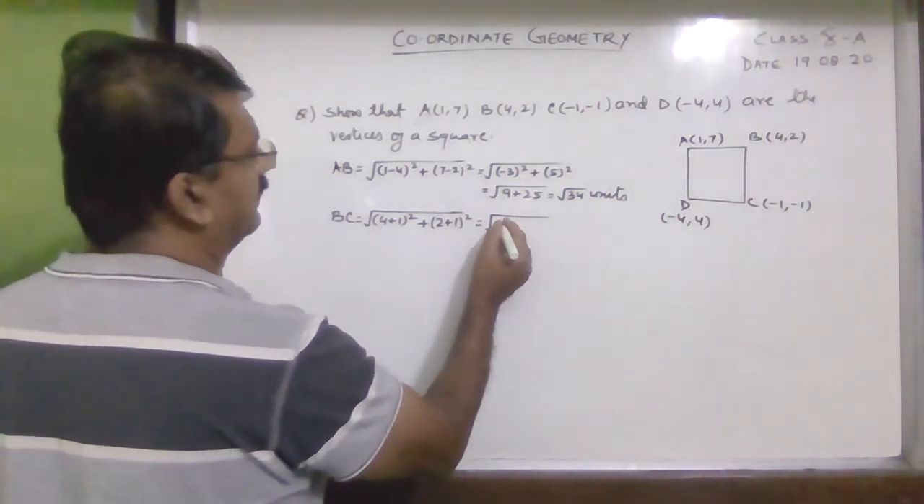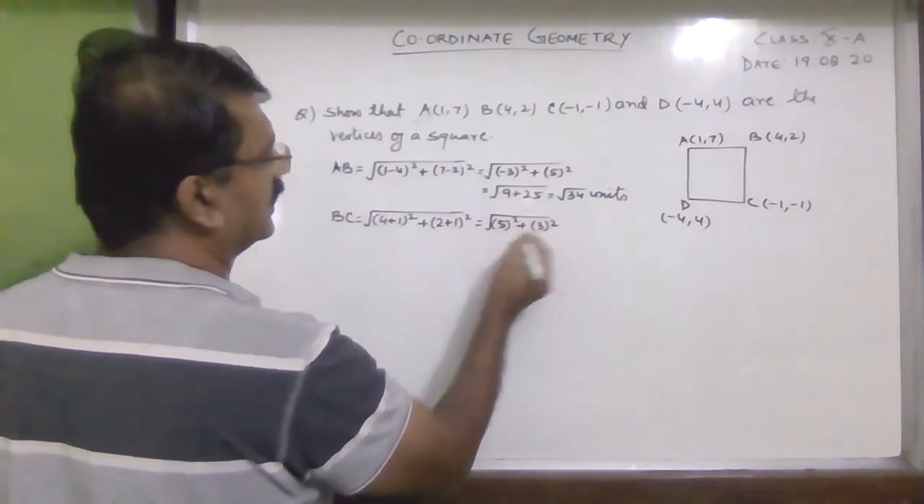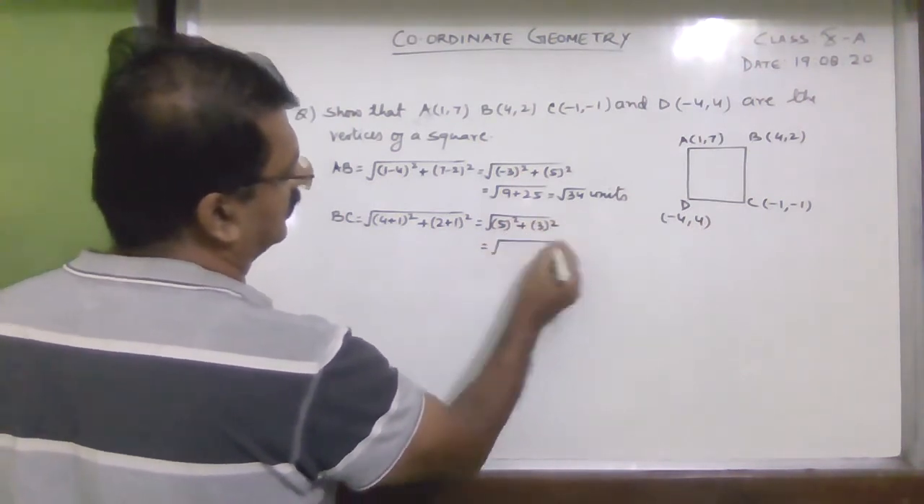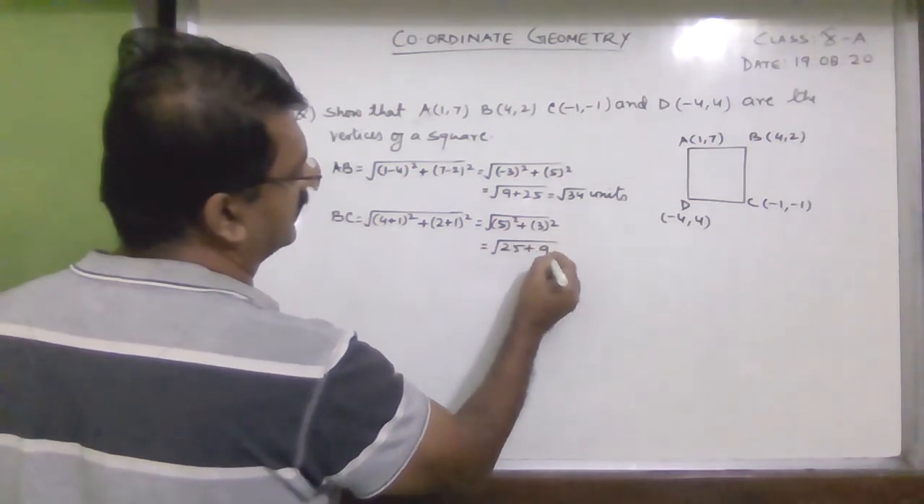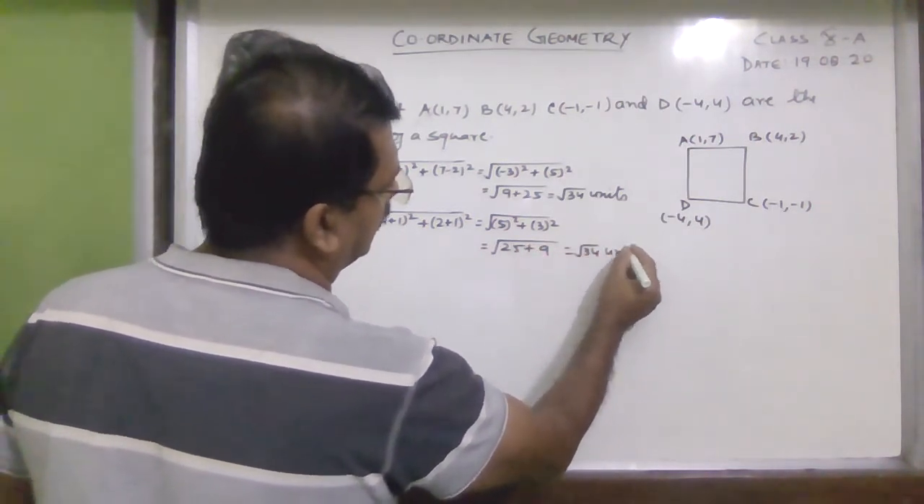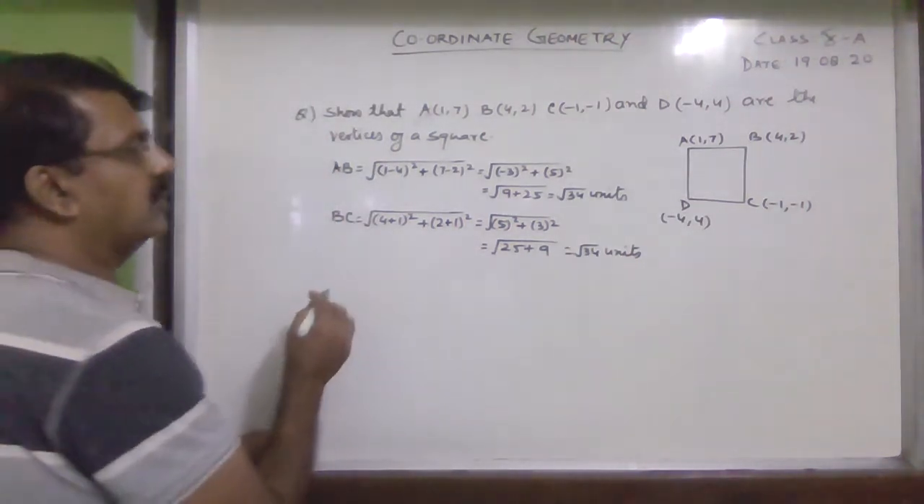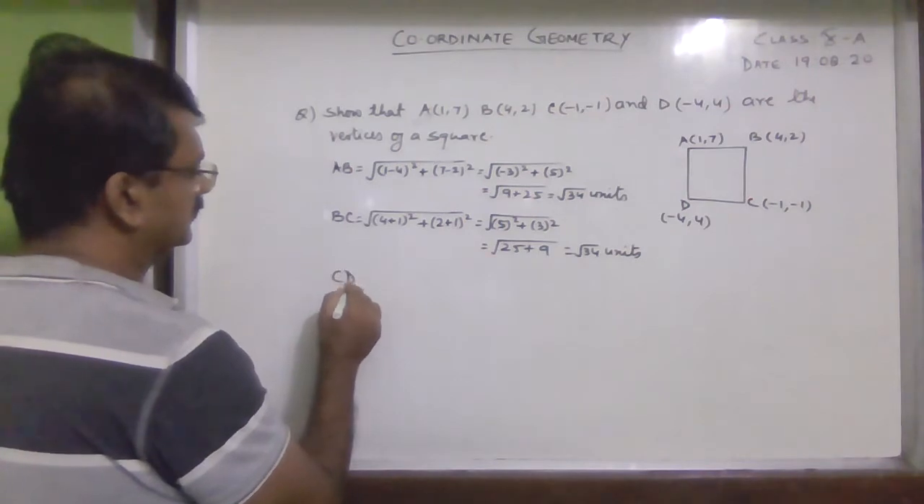So 4 plus 1, 5 square, 2 plus 1, 3 square. Now 25 plus 9, once again you see it is coming out to be 34 units, square root of 34. Now we will find CD.